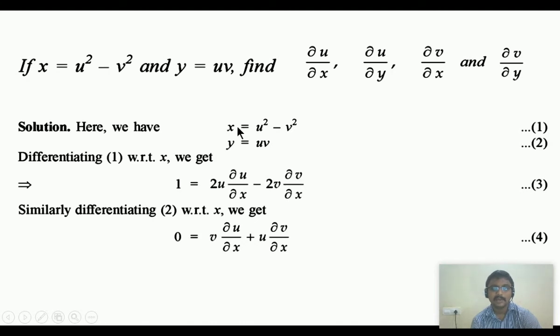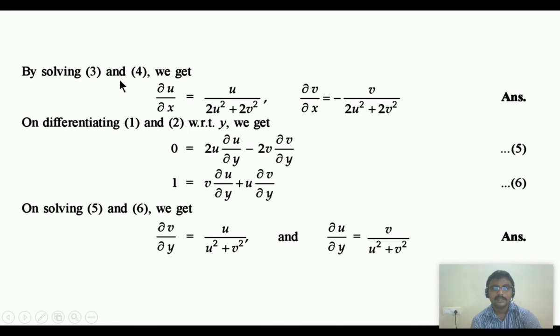Differentiating equation 1 partially with respect to x. So x derivative is 1, u square derivative 2u into dou u by dou x, minus, constant v square derivative 2v into dou v by dou x. Let it be equation number 3. Similarly, differentiating equation 2 partially with respect to x. So we will get y derivative is 0, uv is differentiated using product rule. So v kept silent, u derivative dou u by dou x, plus u kept silent, v derivative dou v by dou x. Let it be equation number 4.